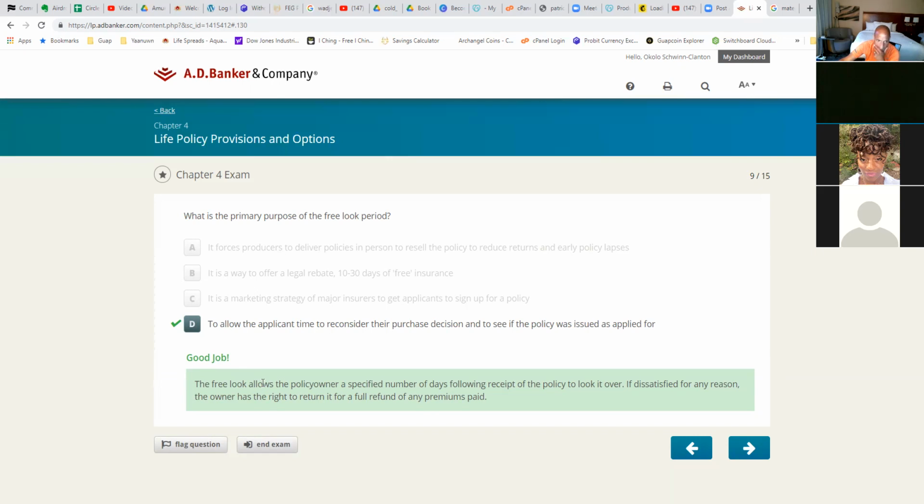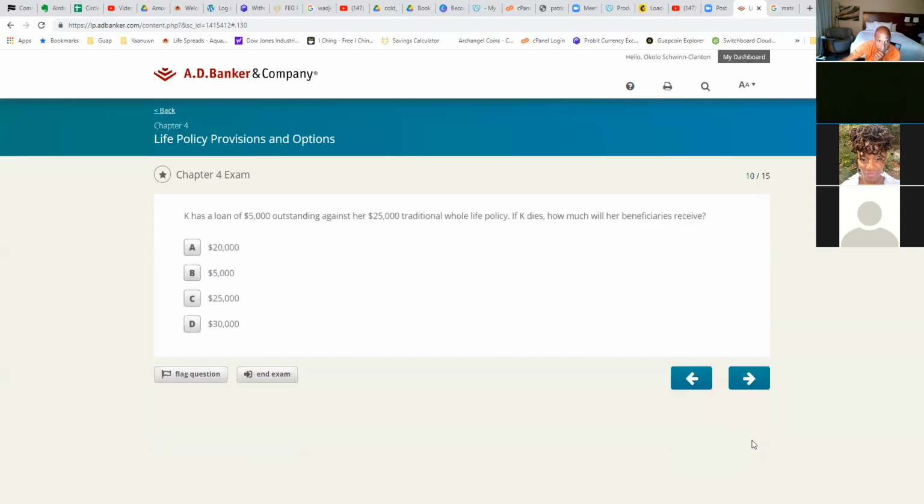I think it's 30 days. The free look allows the policy owner a specified number of days following receipt of the policy to look it over. If dissatisfied for any reason, the owner has the right to return it for a full refund of any premiums paid. It's 10 days. Oh, it's 10 days. You're right. 100% right. Thank you. Free look is 10 days.